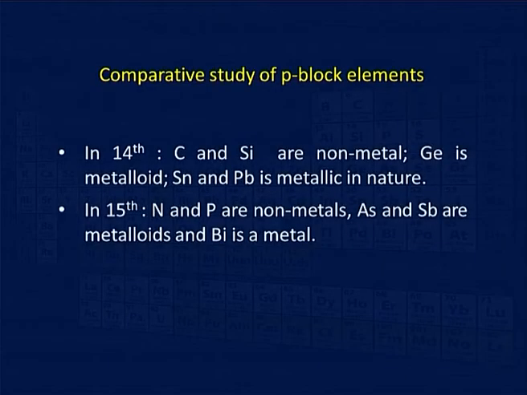Similarly, in the 15th group, nitrogen and phosphorus, the first two elements, are non-metals, the next two elements, arsenic and antimony, are metalloids, and bismuth at the bottom has the metallic property. In the 14th group, two elements are metallic, in the 15th group, one element, bismuth, is metallic. Let us see the 16th group.